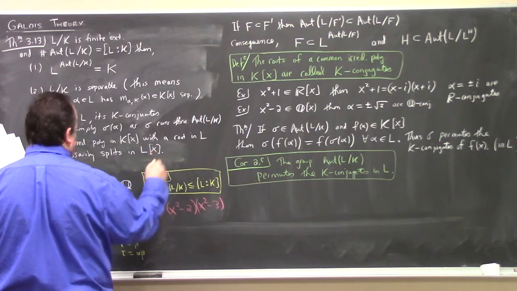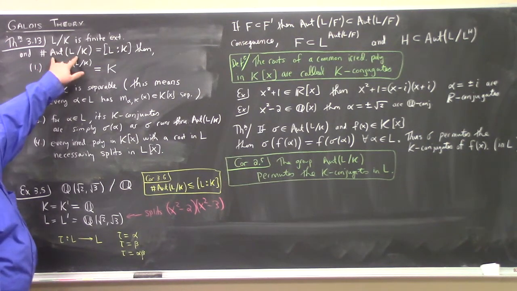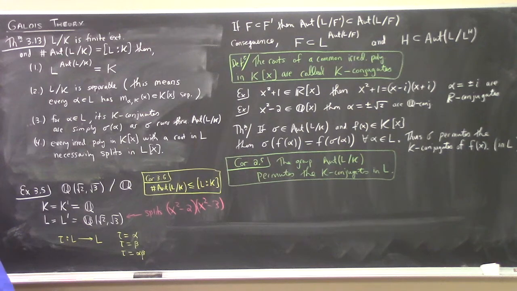In other words, this is familiar from basic algebra as the statement that if you have one root of an irreducible polynomial in L, then you get all of them, provided this condition up here, that the number of K-fixing automorphisms of L equals the degree.